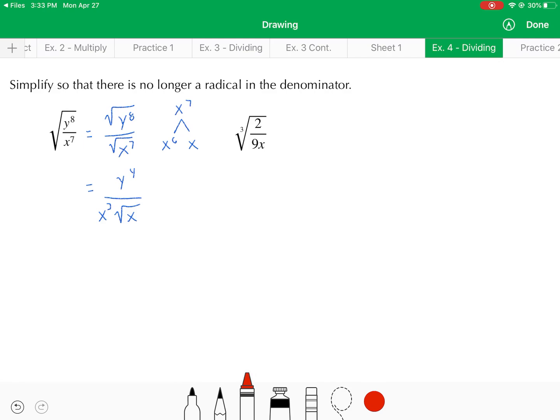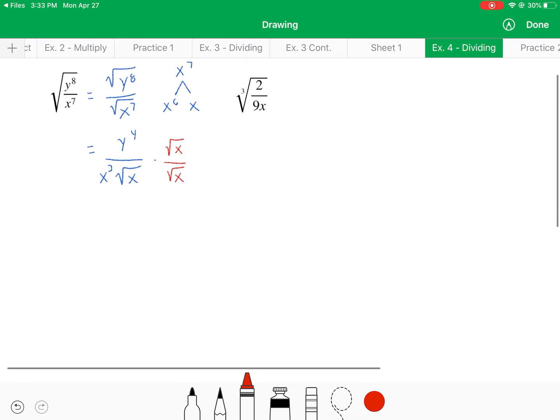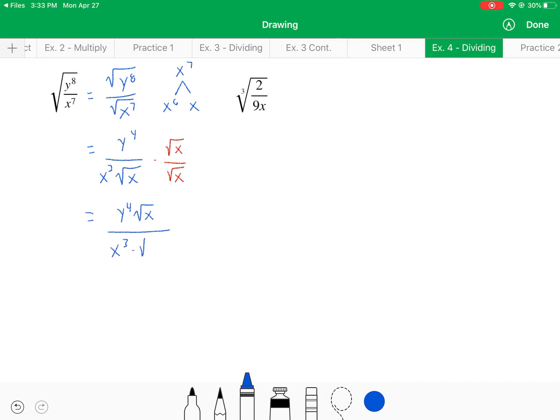Okay. I'm only focusing on the part of the denominator that's in the radical. So right now I'm focusing on the square root of x. I ask myself, what do I need to multiply that by to make the radicand a perfect square? And the answer is just square root of x over square root of x. Okay, so that's going to give me y to the 4th square root of x in the numerator over x cubed times the square root of x squared in the denominator.